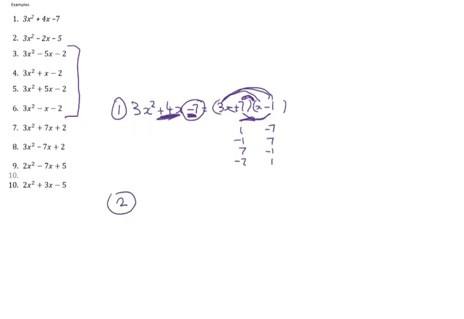Question 2. 3x squared minus 2x minus 5. Put down our brackets. 3x and x. And I'm going to want to have 5 and 1 or 1 and 5.